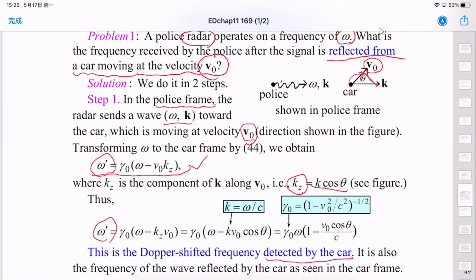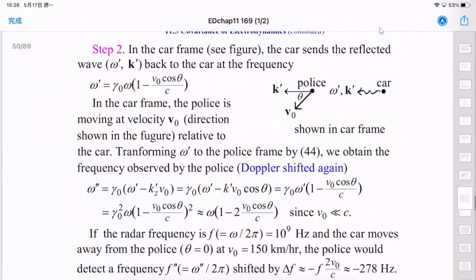If the car has a radar, and the police has a radar, then he will receive a signal, a frequency like this one. This is also the frequency of the wave reflected by the car, as seen in the car frame. Okay. Step 2. In the car frame, see the figure. The car sends the reflected wave with omega prime and k prime back to the police at the frequency. So omega prime equals gamma 0 omega here.